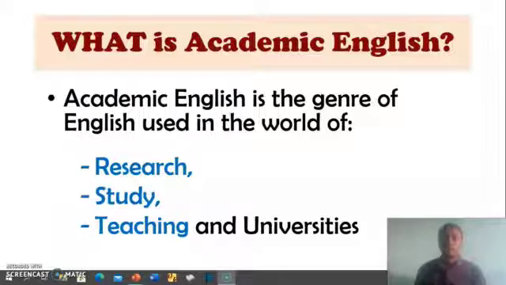So let's get to the definition of academic English. Academic English has been defined in different ways, but these 2 definitions would be most important and easy to understand for you, I hope. It is the genre of English that can be used in studies and the teaching and learning process of most universities and higher academic institutions.